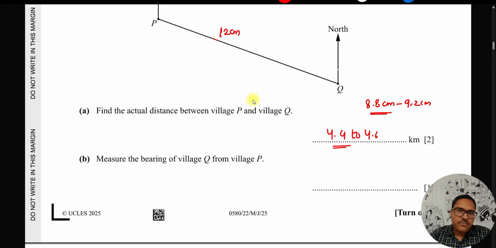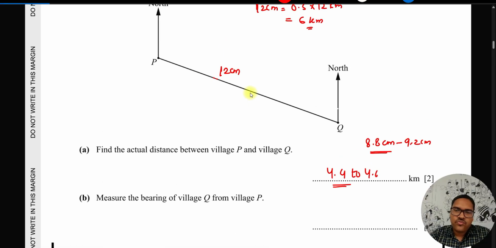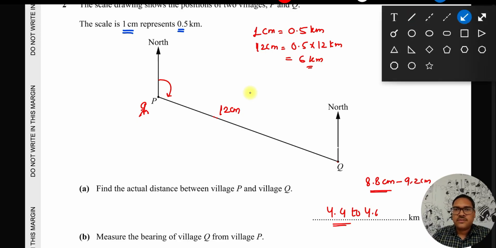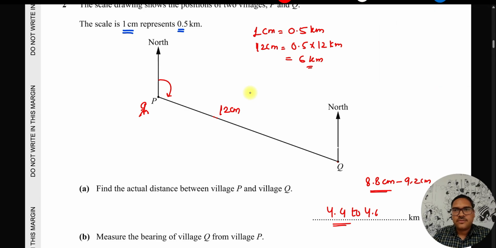Now the next question is: measure the bearing of village Q from P. To measure the bearing of Q from village P, which angle do you have to measure? This angle. You are standing at P and looking towards Q. The line of sight is like this. So you have to measure this angle. How will you measure it? You can take the protractor and find this angle. I'll give you the answer.